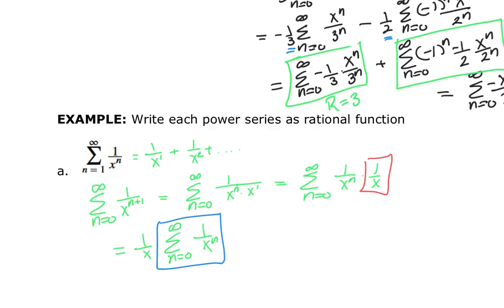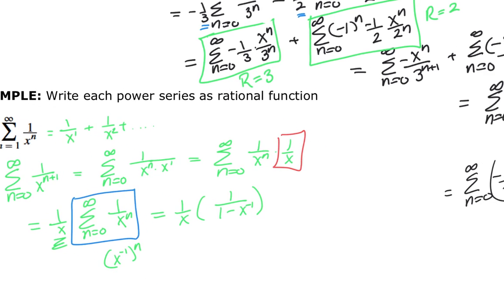I may need to write this as x raised to the negative 1 raised to the n, if that helps. So then this becomes the 1 over x, that comes from right here, multiplied by 1 over 1 minus x raised to the negative 1. And then I can just multiply that 1 over x through, multiplying the x in the denominator. I'm going to get 1 over x minus 1. And that is my final answer.